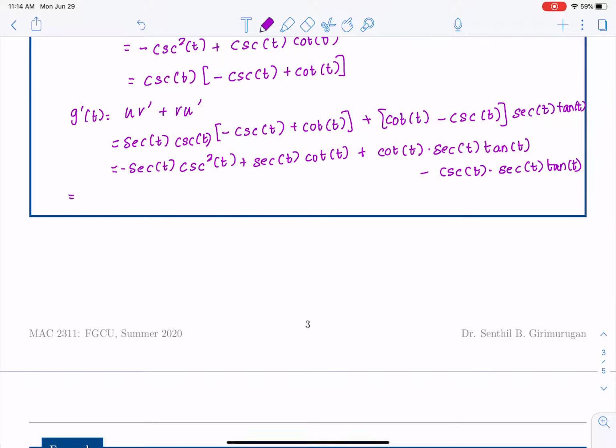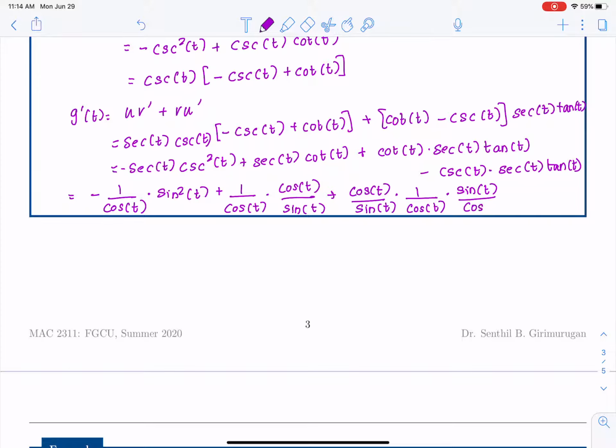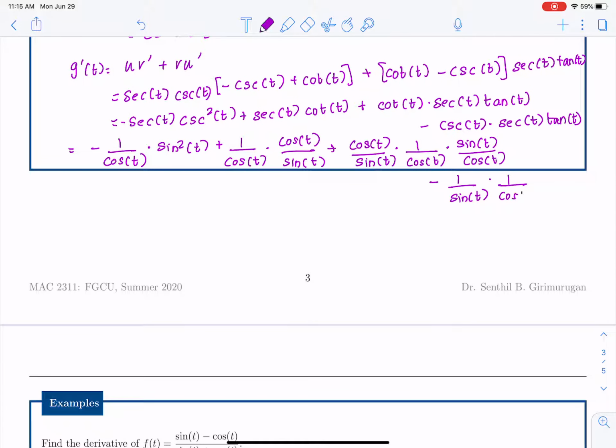If we write it in terms of sines and cosines, we'd have 1 over cosine t multiplied by sine squared t, 1 over cosine t times cosine t over sine t plus cosine t over sine t times 1 over cosine t times sine t over cosine t minus 1 over sine t times cosine t, 1 over cosine t multiplied by sine t over cosine t.